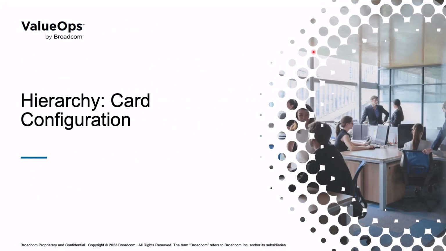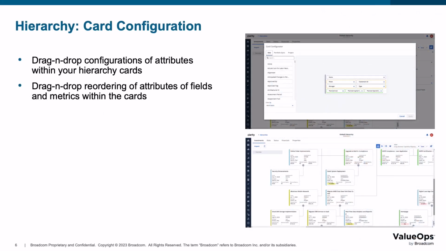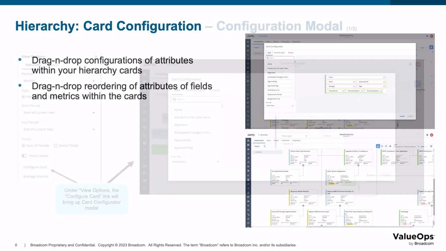So let's review the new hierarchy configuration enhancements. In hierarchy for the tree layout, we have enhanced our card configuration, and we used the same card configuration that we had for our new board within the hierarchy. We're able to drag and drop attributes for configuration within the card for all of the different investments that you have within your tree layout. Also, we added a new drag and drop reordering of the attributes within the card as well.